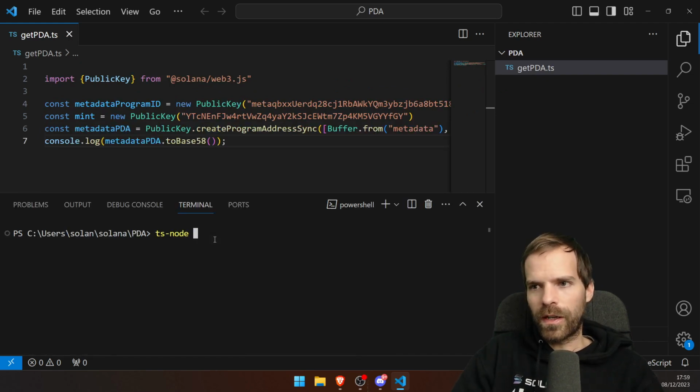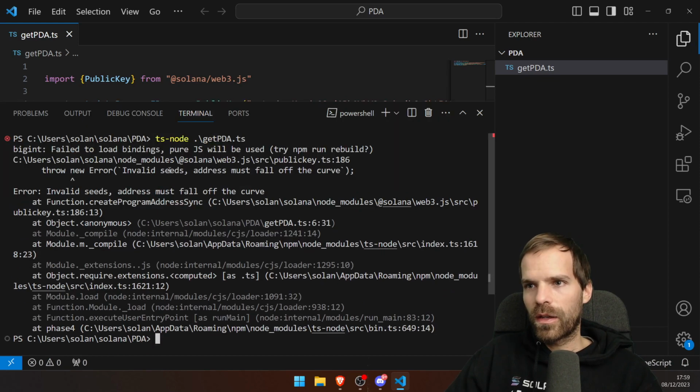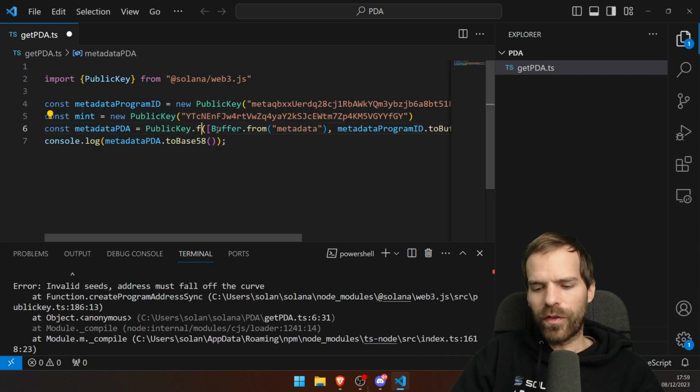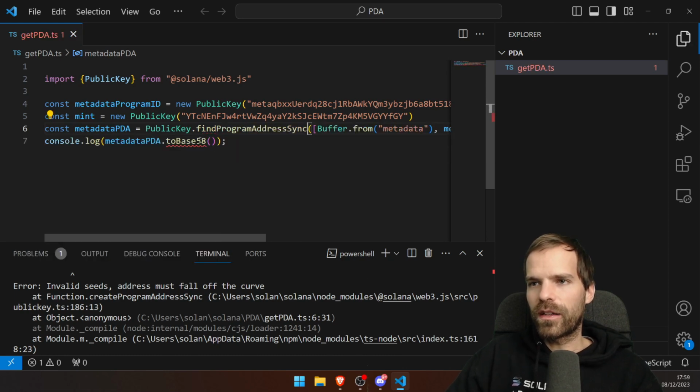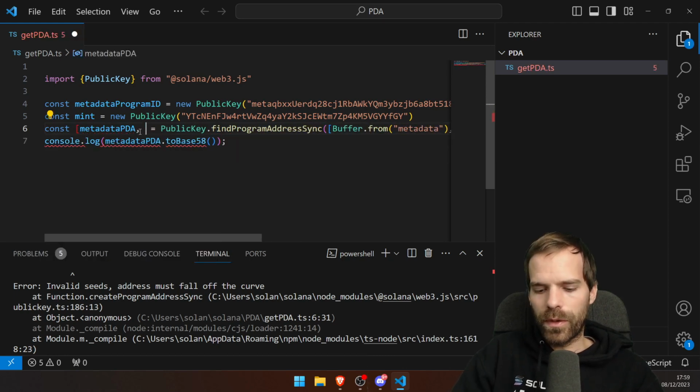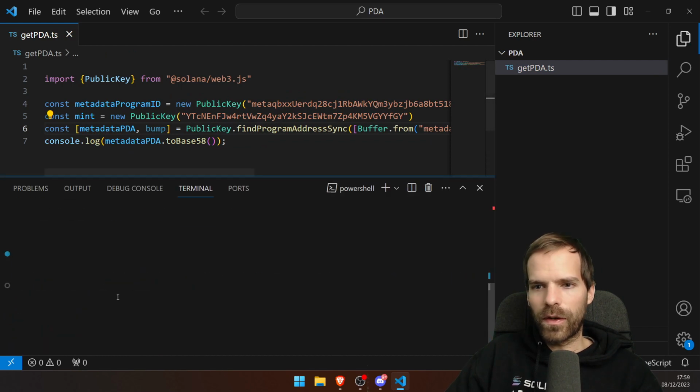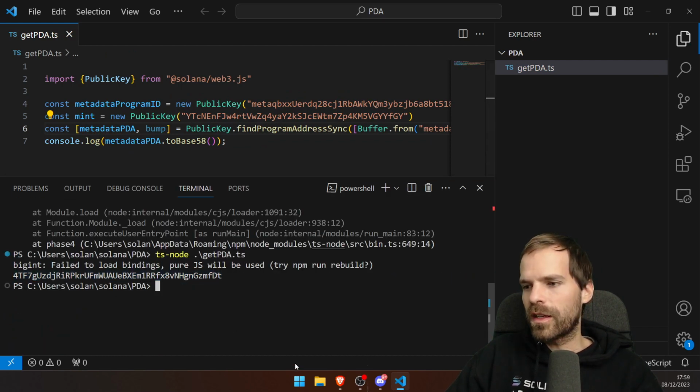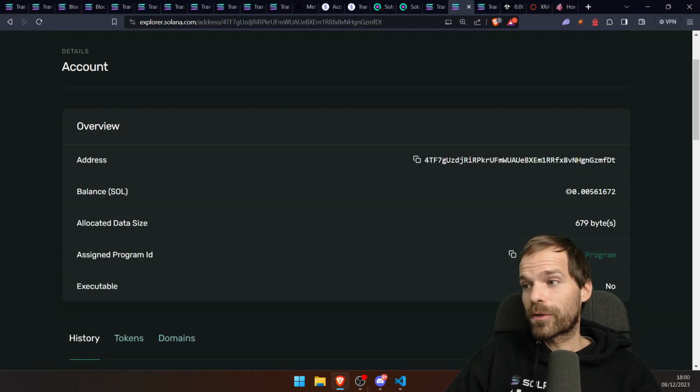Okay, let's go. Getting impatient. Get me that PDA. Invalid seeds. Address must fall off the curve. Oh, I'm using the wrong address. Find. Not get. Find. And then we also get the bump, which we don't need. Okay, let's go. There we go. So that seems to be the metadata account. Yep, belongs to the token metadata.